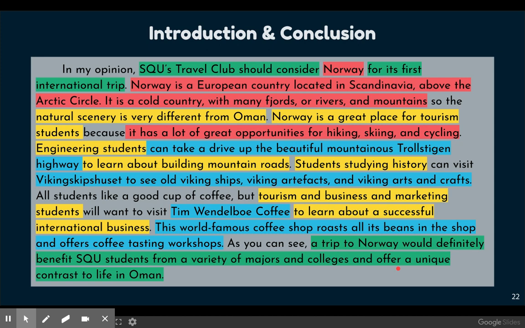And as you can see, these two sentences are not specific to Norway, other than that they say Norway, but really this could be for any destination. They are just my opinion about why SQU's Travel Club should consider Norway, and again, they're very general. So I'm introducing my proposal, and then I'm going to get into some more details about why I think SQU Travel Club should consider Norway for its first international trip.